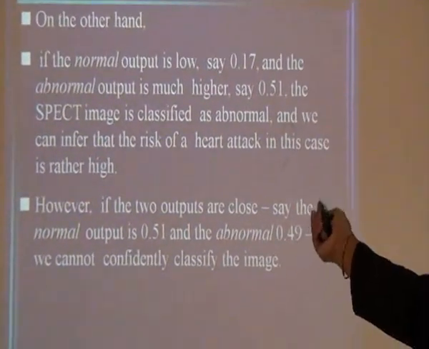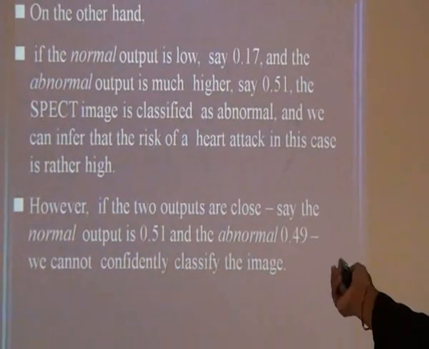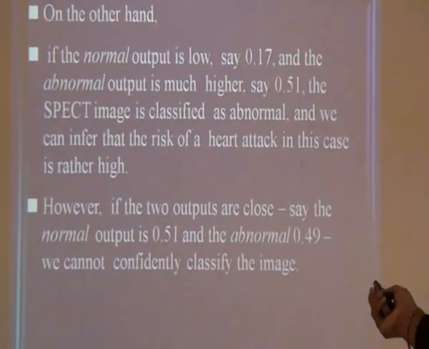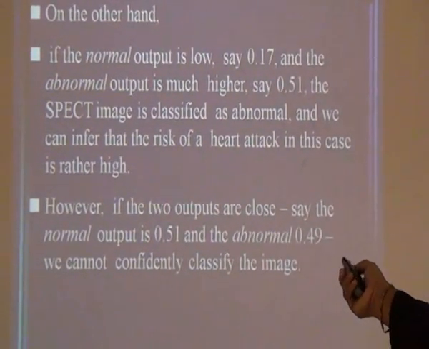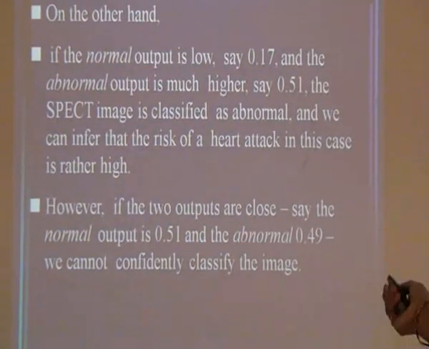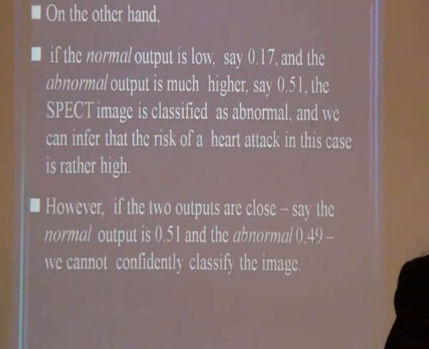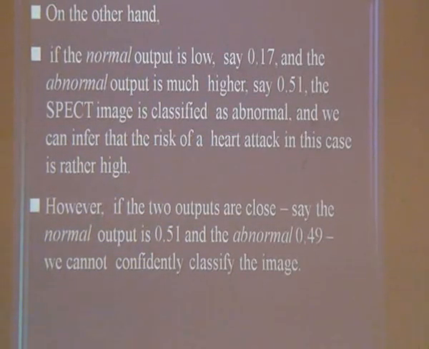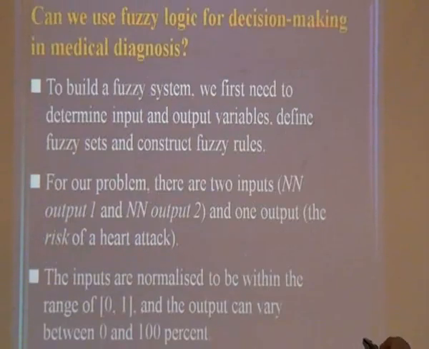In this case the risk is somewhat high. However, suppose the two outputs are so close: normal output is 0.51 and abnormal is 0.49. How can we make a decision whether the image is normal or abnormal? It's very difficult to classify the image, so we need to use some other technique to classify the data properly. Fuzzy logic is one of the solutions to classify this data.